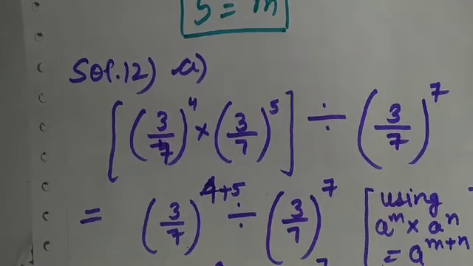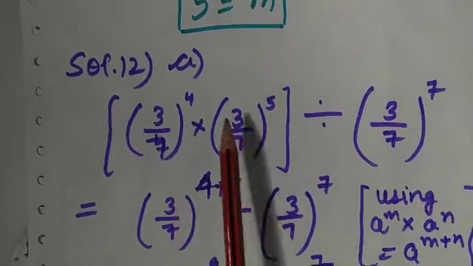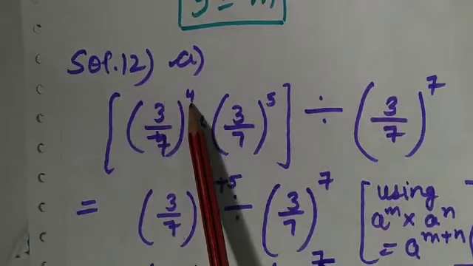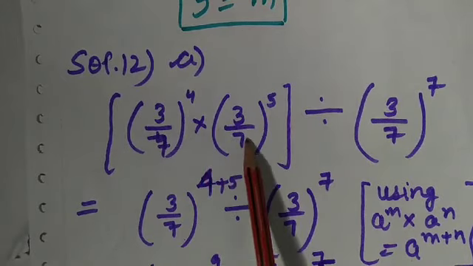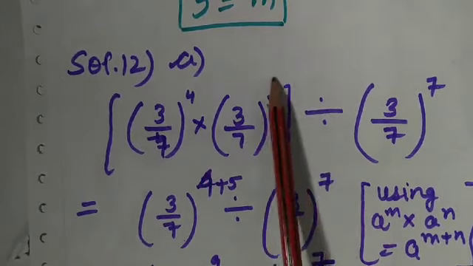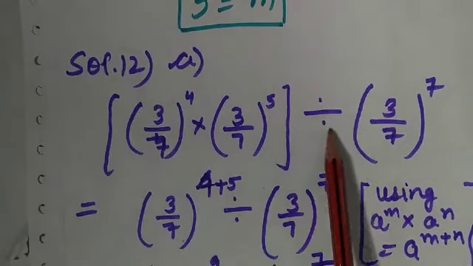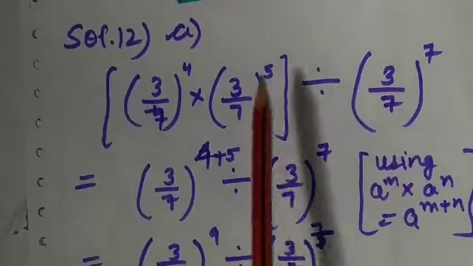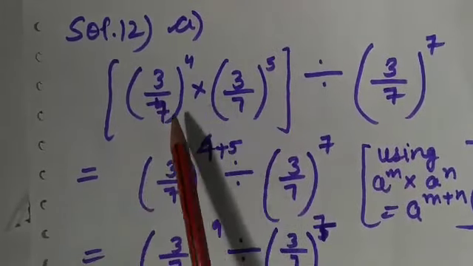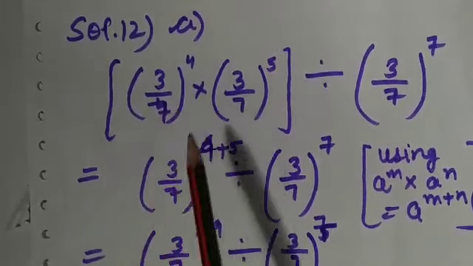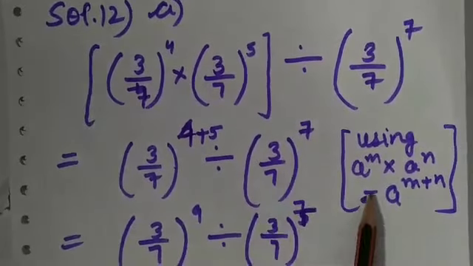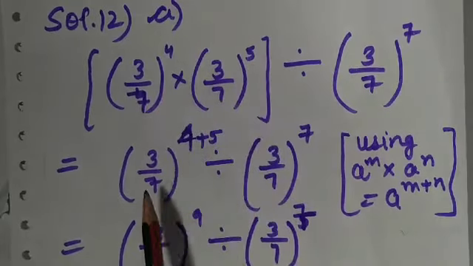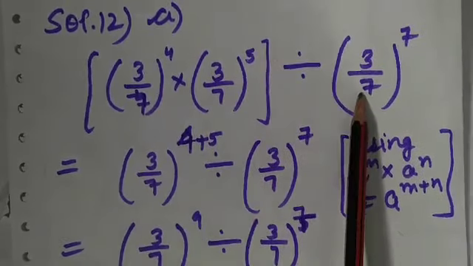We have 3 parts in question number 12. So let us discuss A part. We are given this expression: (3/7) raised to the power 4 multiplied by (3/7) raised to the power 5, this is in bracket, divided by (3/7) raised to the power 7. So using BODMAS, I will solve the bracket first. Here the bases are same, so the powers get added. Using this law of exponent, I have added the powers. So it will be 4 plus 5, base remains same.